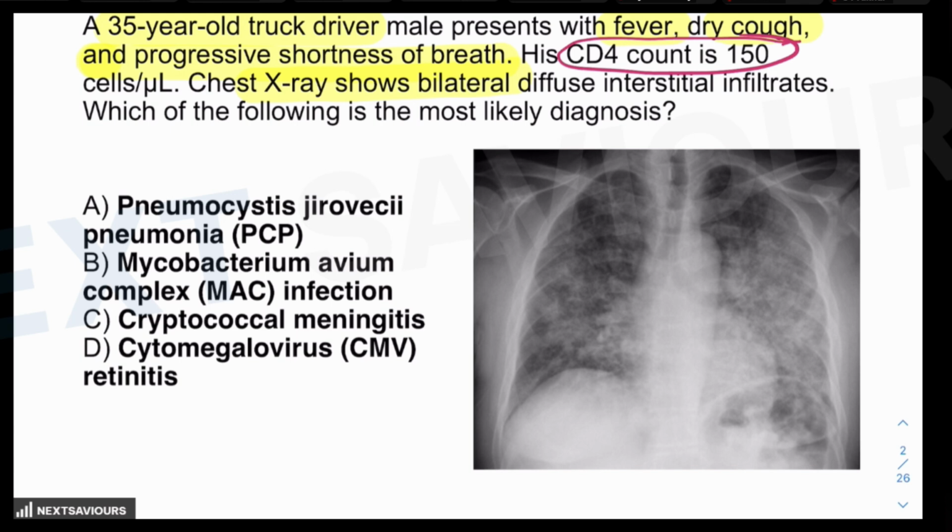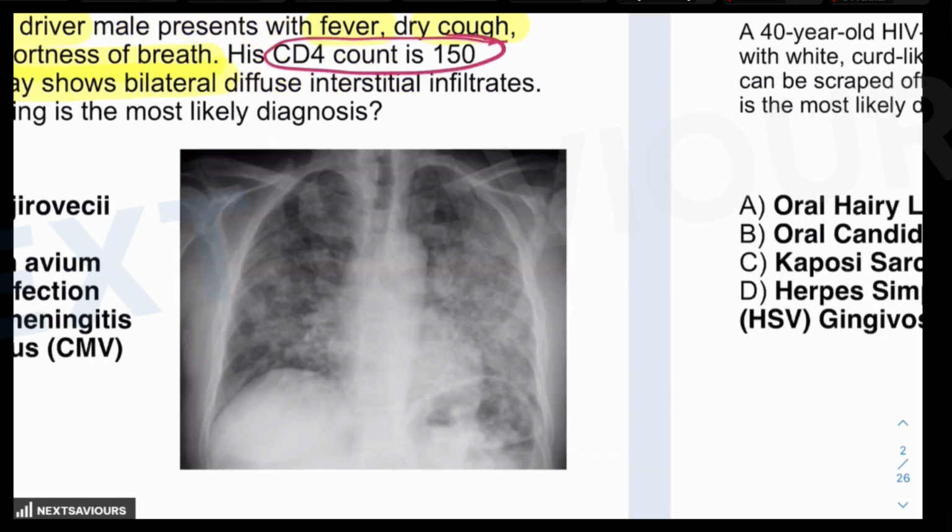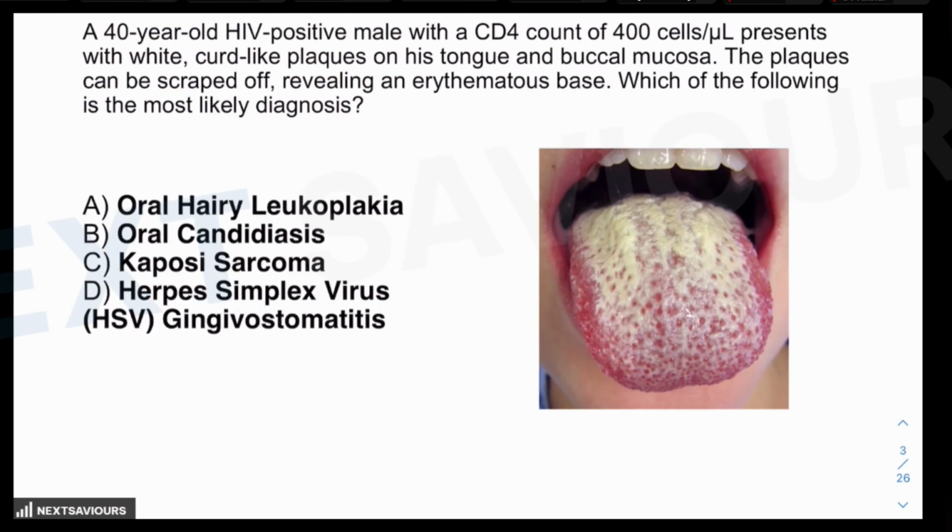So there are three contents in every question. One is the confirmation of the HIV, two is the CD4 count, and three is the specific finding for the disease. Similarly, if you look at another example, like in this case over here, a 40-year-old HIV positive male. Here they have provided you that the patient is HIV positive. Here again, a CD4 count of 400 cells per microliter, presents with a specific finding for a certain disease, and then they will ask you what is the disease the patient is suffering from.